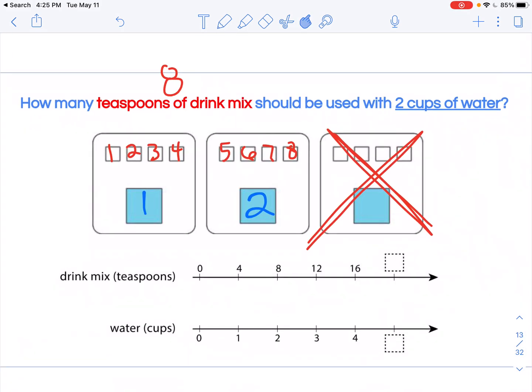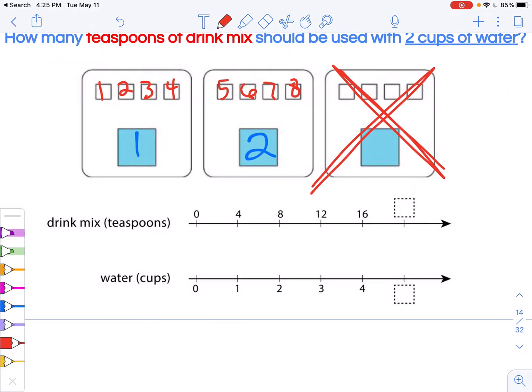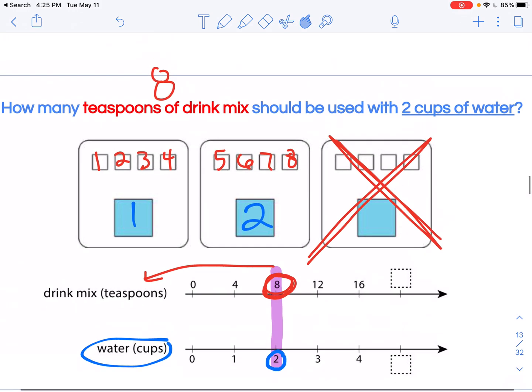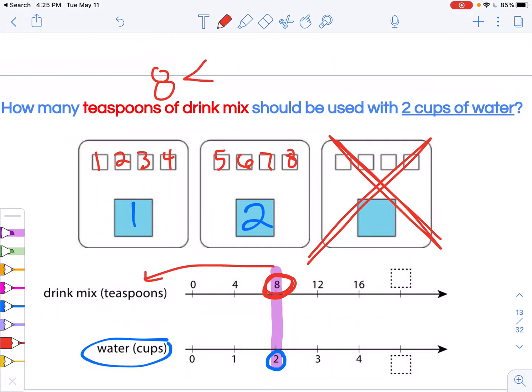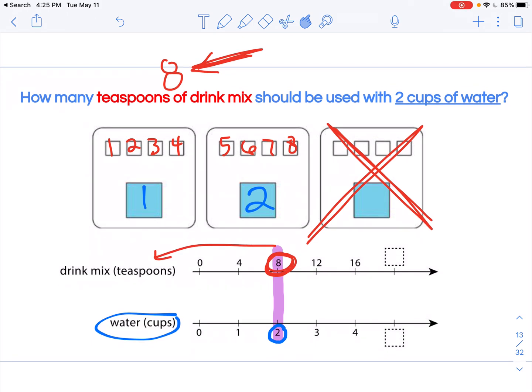Let's see where that is on the double number line. How many teaspoons of drink mix should be used with 2 cups of water? I'm going to look on the bottom because that's where my water is, and I'm going to find the number 2. I'm going to highlight straight up to find my answer, 8. And if I look over, that's the teaspoons of drink mix. That 8 right there that I circled in red is the answer that we had up here on top. It matches. So you could draw a ratio diagram, or you could draw double number lines to solve this.